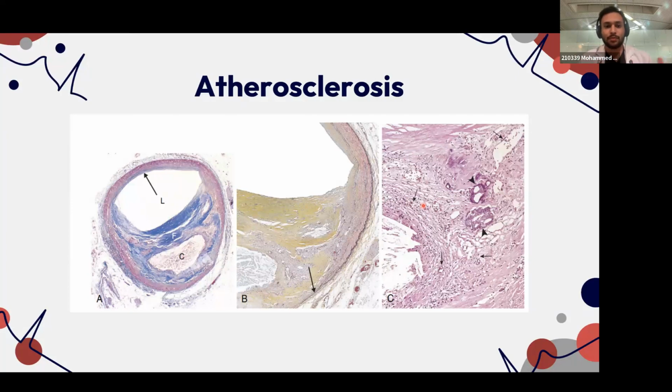Going on, now, what's the next step after you have a formation of a fatty streak? It's going to form a full-on plaque. So this is what we call an atheroma or an atherosclerotic plaque. You have a fibromuscular wall that's surrounding a necrotic center, a necrotic core.